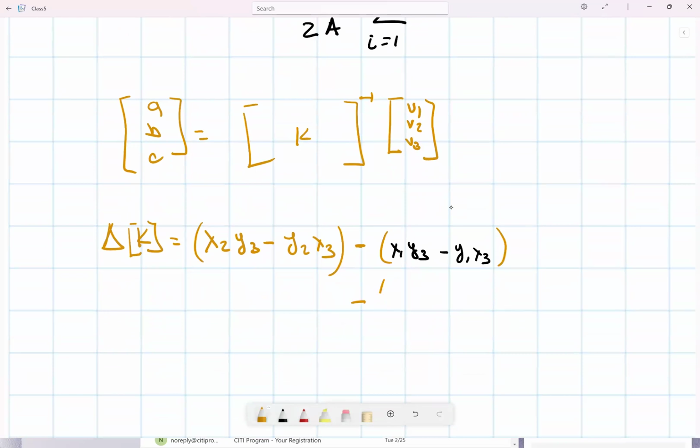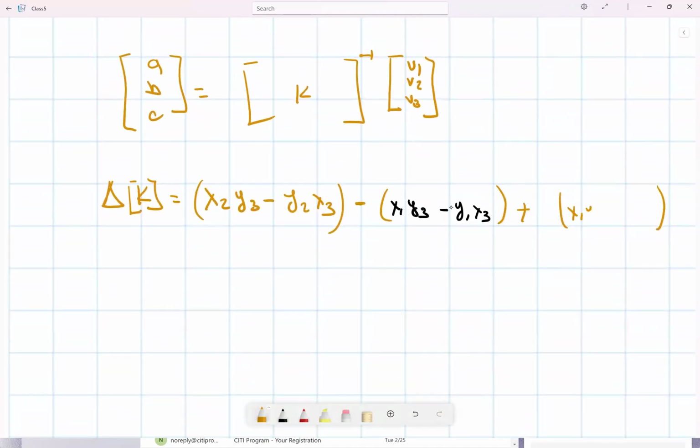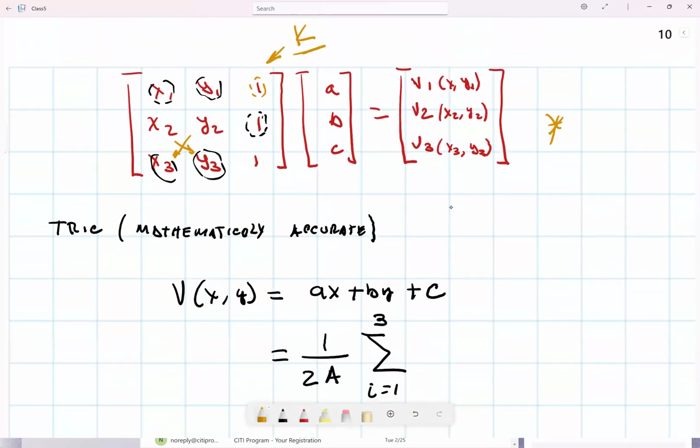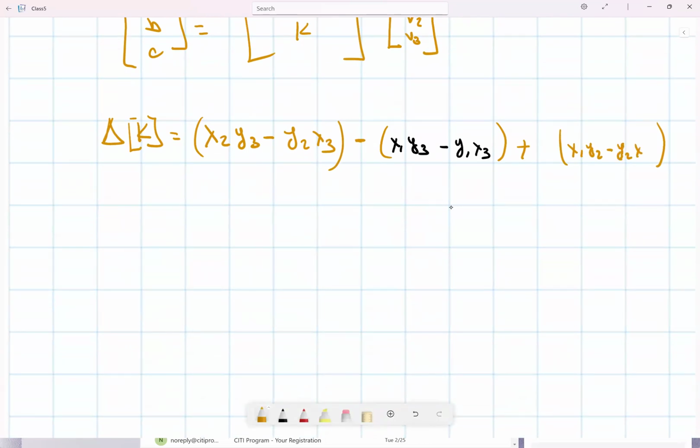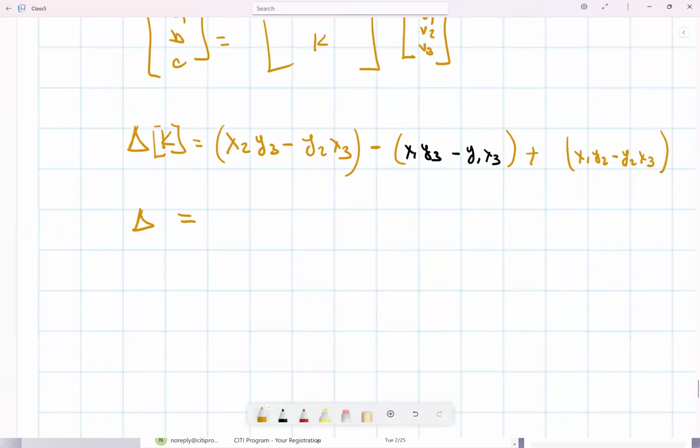I take the next one, minus, no, it's plus. Plus the next one, which will be the top two parts here. So it will be x1 y2 minus y2 x3. All right. Now some of these things are going to eliminate. So for this determinant, I'm just going to forget about the matrix. Let's see which elements eliminate here. x2 y3, I don't have it. y2 x3.